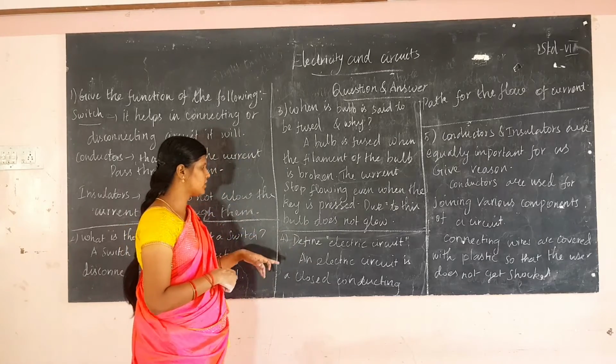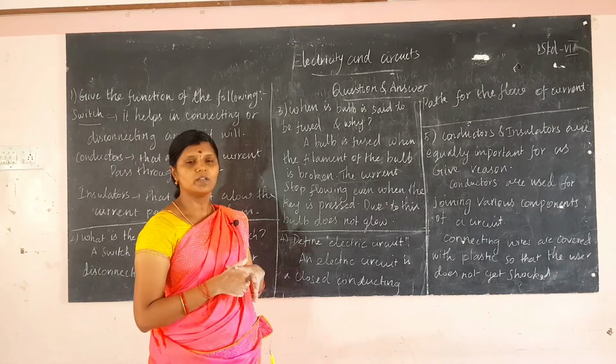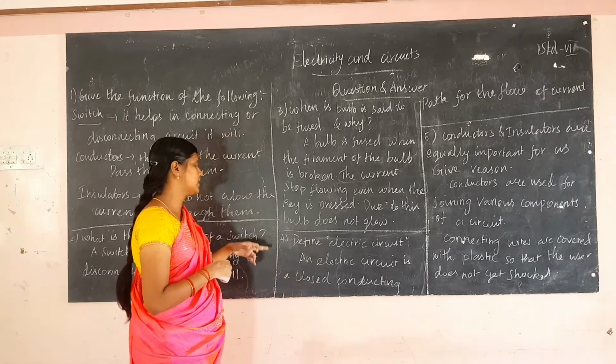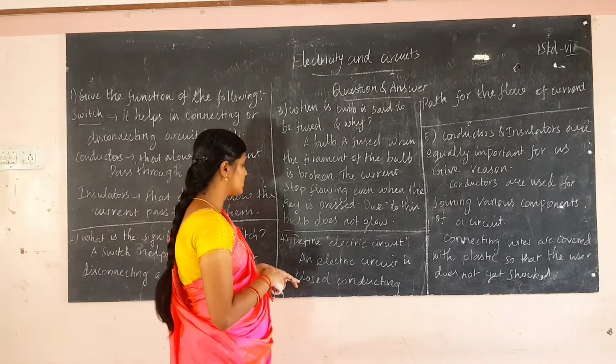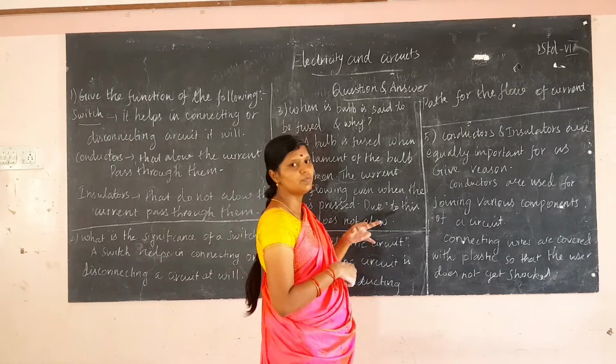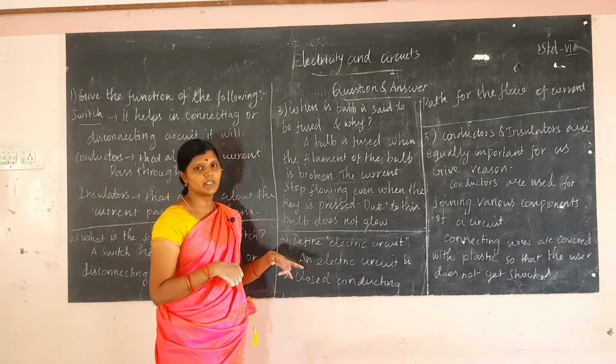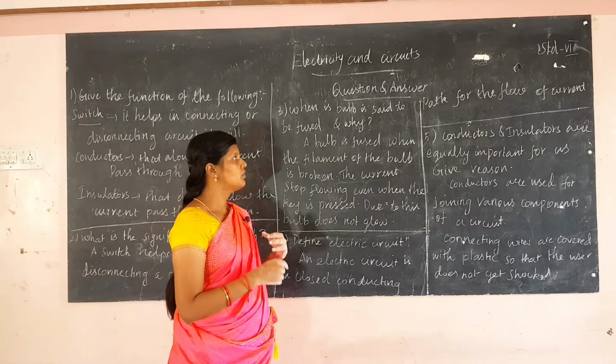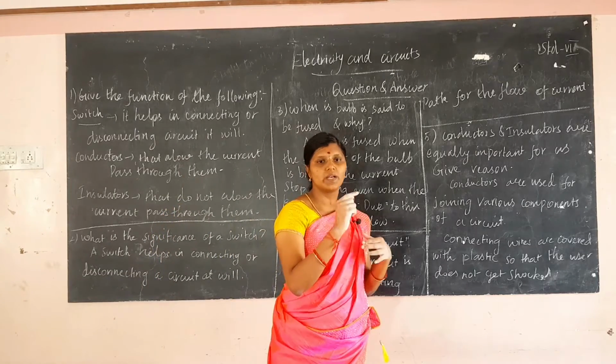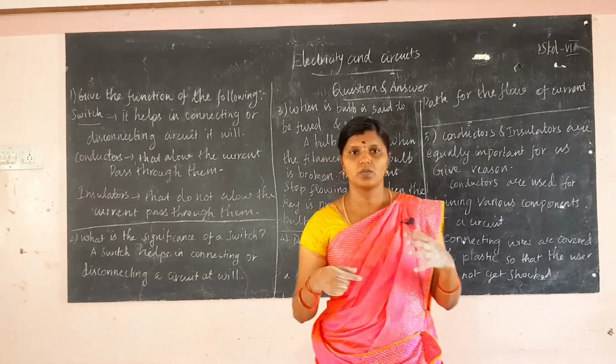Okay, and next question is define electric circuit. An electric circuit is a closed conducting path for the flow of current. Current flow ஆகிறதுக்கு ஒரு closed path தான் என்ன சொல்றோம், electric circuit.